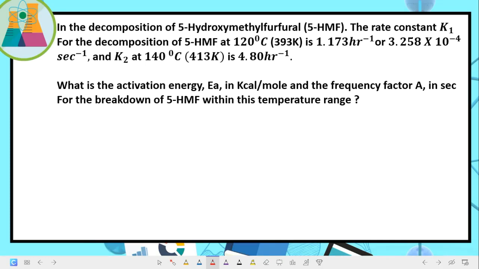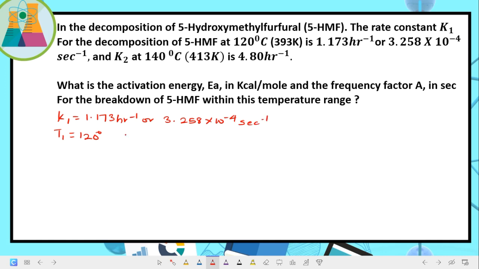Now you are given the following question. In the decomposition of 5-hydroxymethyl furfural, the rate constant K1, so let's bring out our parameters. K1 for the decomposition of 5-hydroxymethyl at 120 degrees, temperature T1 is 120 degrees, is 1.173 per hour, or 3.258 times 10 raised to the power of minus 4 per second.